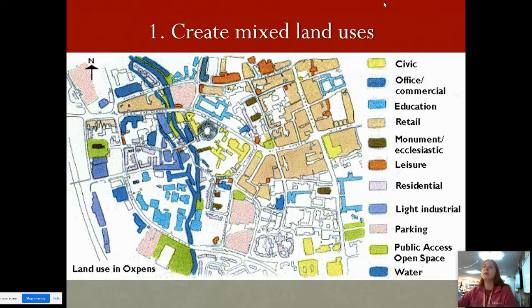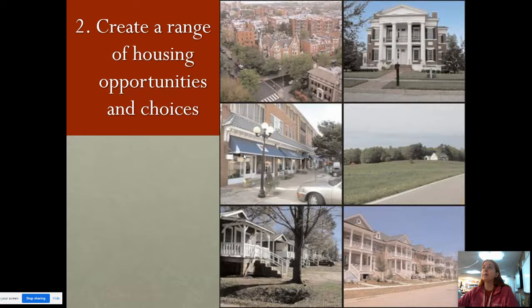So number 1, create mixed land uses. So you can have a whole bunch of different things really close to each other. So you have houses, you have industry, you have shopping, you have schools, you have everything. I grew up in a really small town outside of Philadelphia, and this was a really sustainable place. You could walk everywhere. Everything was a 15-20 minute walk. You could get anything you wanted.